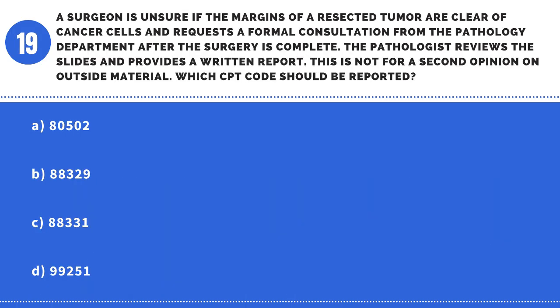Question 19. A surgeon is unsure if the margins of a resected tumor are clear of cancer cells and requests a formal consultation from the pathology department after the surgery is complete. The pathologist reviews the slides and provides a written report. This is not for a second opinion on outside material. Which CPT code should be reported? A. 80502. B. 88329. C. 88331. D. 99251.